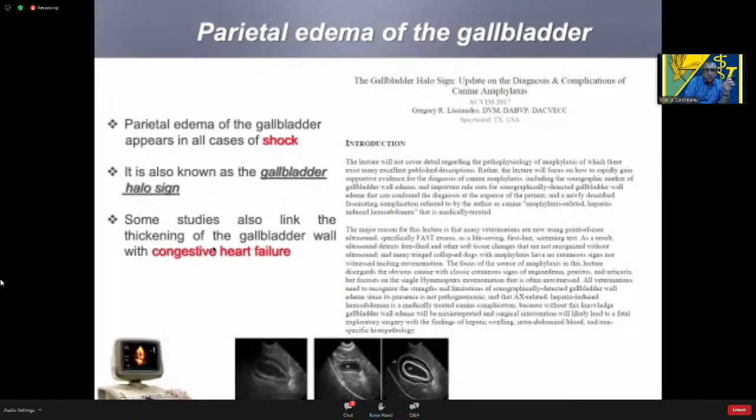In addition to this, it's important to notice that a lot of studies also make a direct connection between this specific sign, this specific pattern of the gallbladder wall changes, and congestive heart failure. It's important to know this, and in order to understand this, I can recommend this study from my presentation.